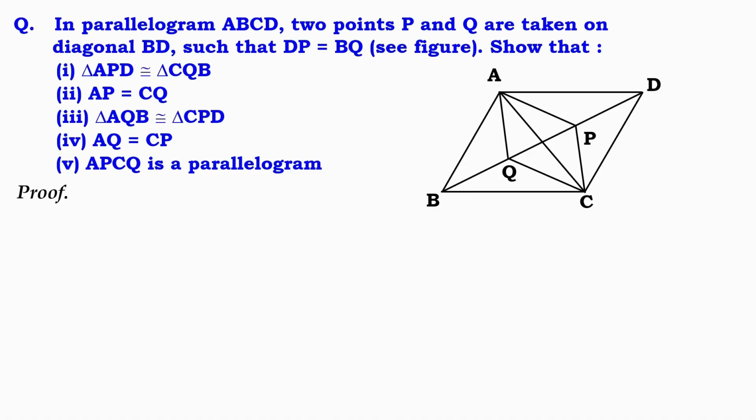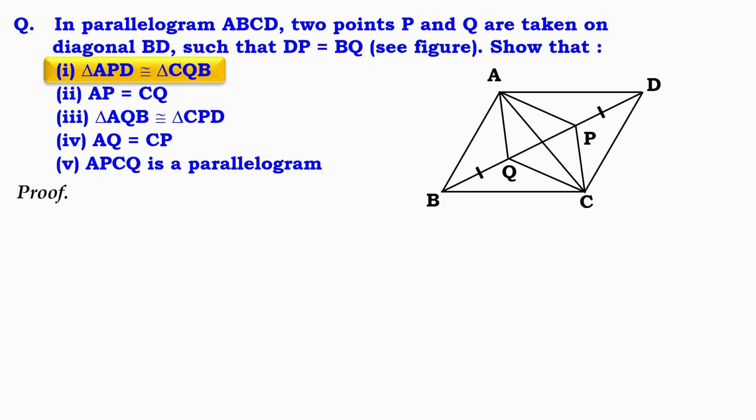Second part is AP equal to CQ. Third part is, okay, so there are so many parts, so let us take a look one by one. Okay, so what are given? That 2 points are there, P and Q, on the diagonal BD, and what is given, that DP equal to BQ. This is given. And now, okay, so let's mark in the figure what are given.